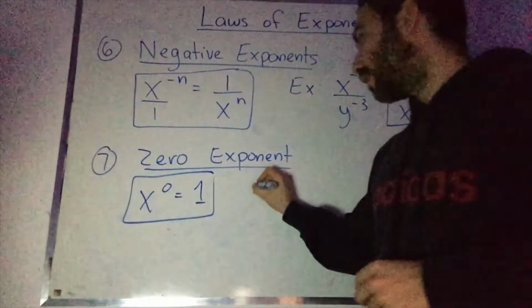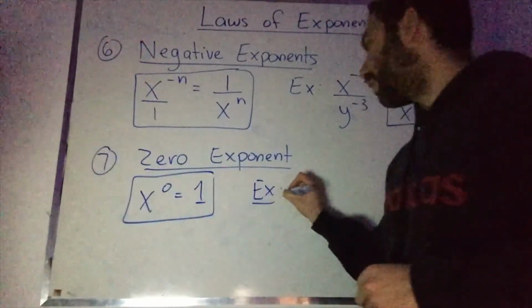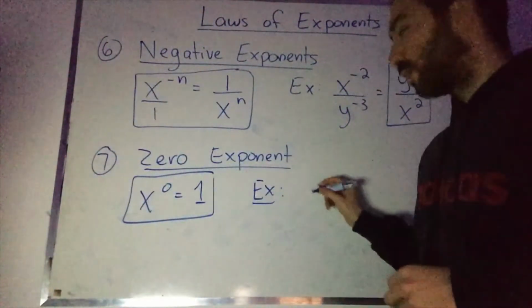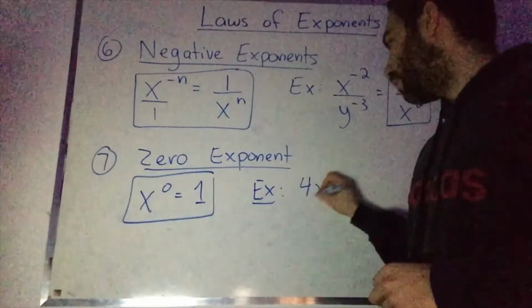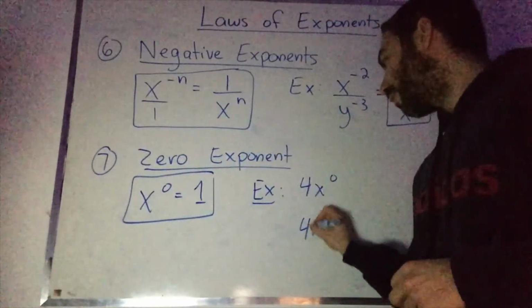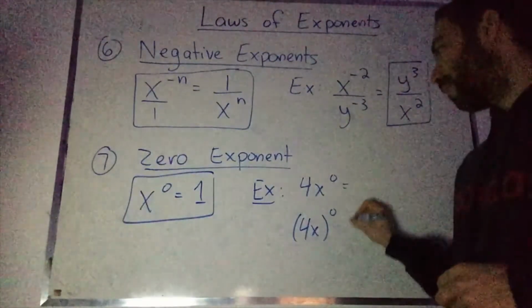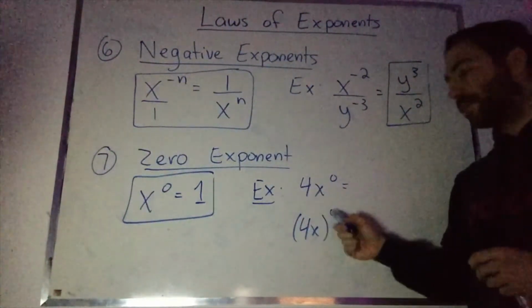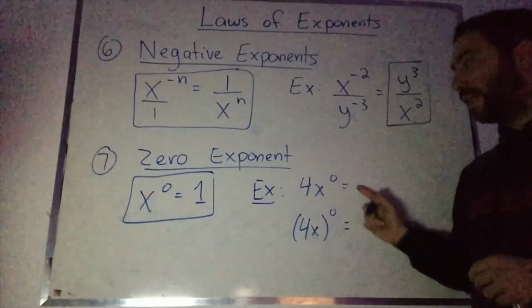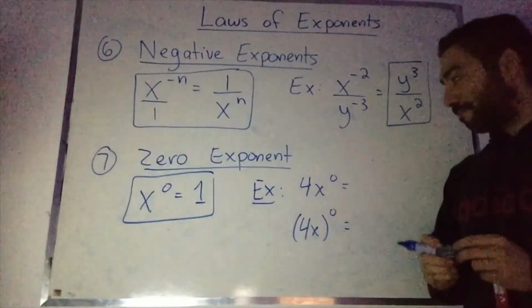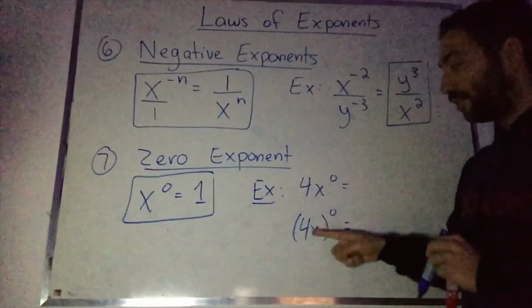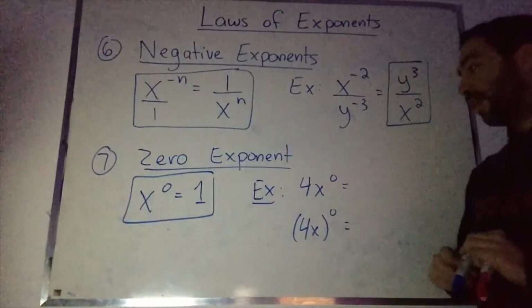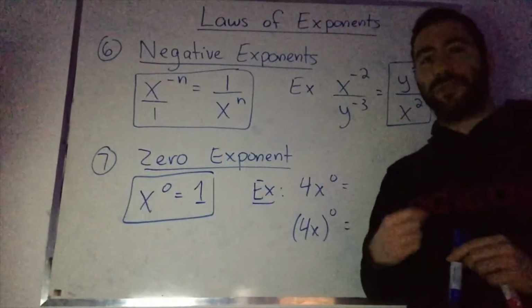So let's take a look at an example, and this is a bit of a trick, so be careful. Let's write down two examples. We have 4x to the 0 and 4x all that to the 0. If we have 4x to the 0 and 4x all that in brackets to the 0, what are the answers here? I don't know if this surprises you, but the answers are actually different. This isn't the same. Because what you have to remember is that everyone has their own exponent.